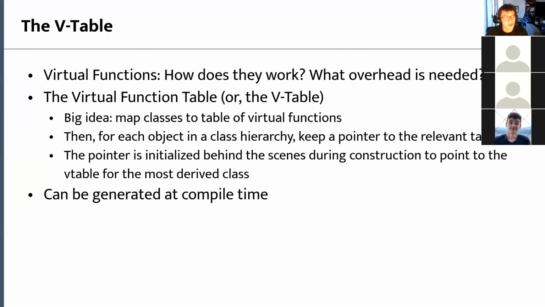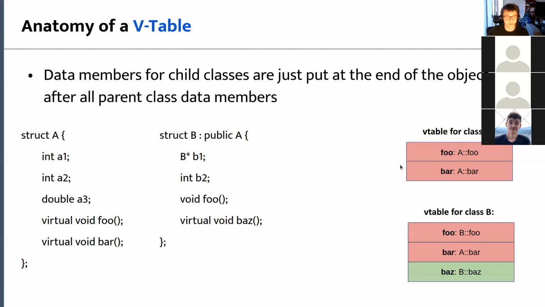And for each object in the class hierarchy, we keep a pointer to that table. And the pointer is initialized behind the scenes during construction, and it points to the V table for the most derived class. So let's look at an example for this, because I think this is how I work best, and I think this is how this stuff is best explained.